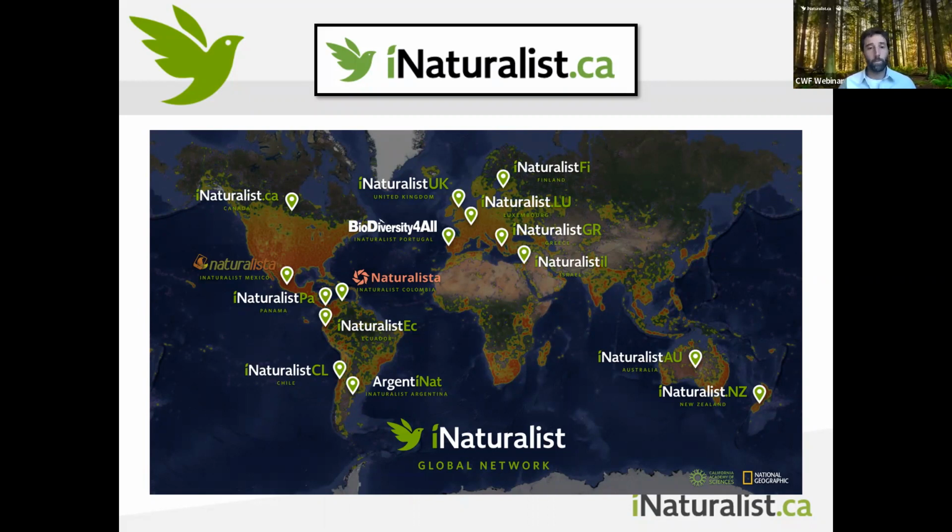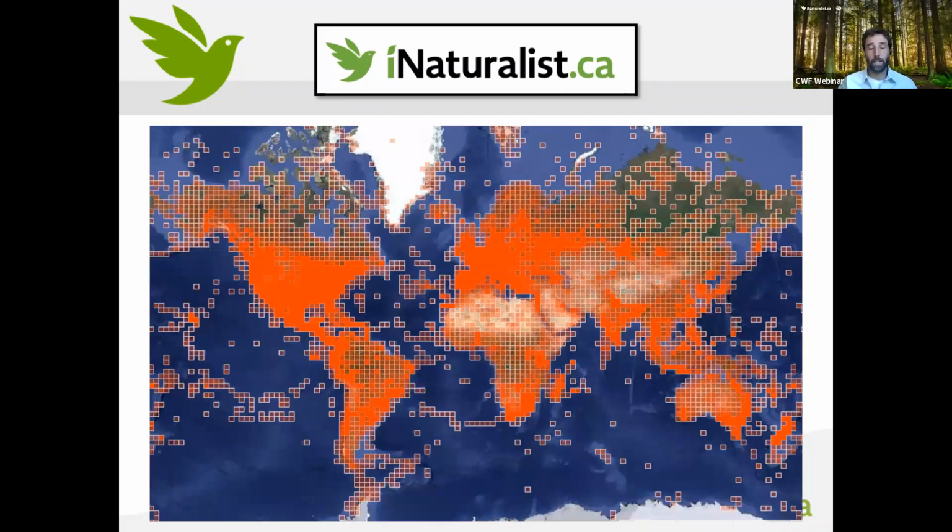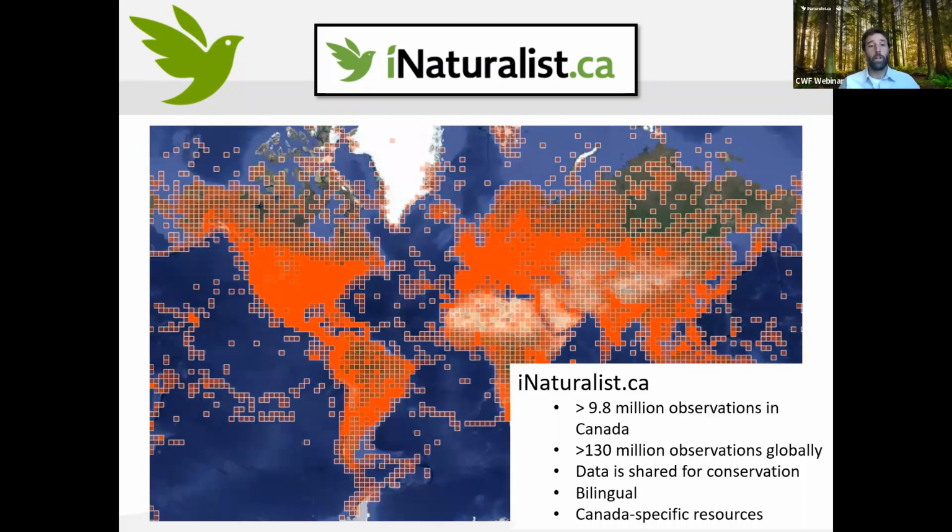There are roughly 20 countries around the world that have their own version of iNaturalist, like we do here in Canada. And that database is a vast resource of biodiversity information that is publicly available, but also shared for research and conservation purposes as well.